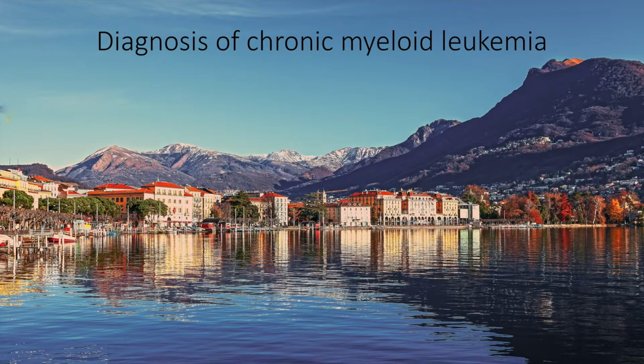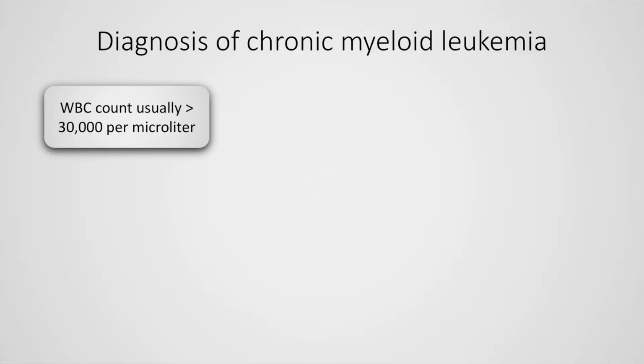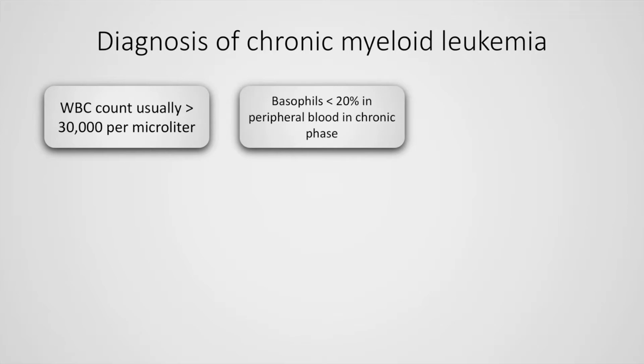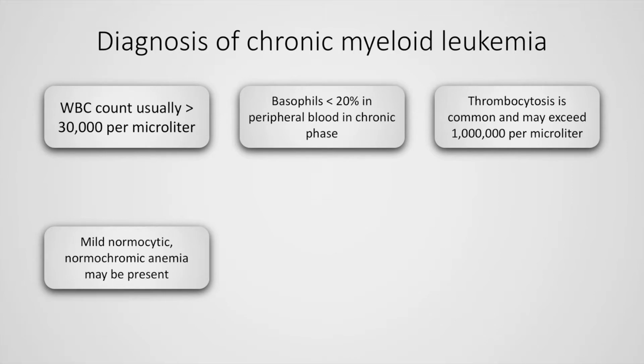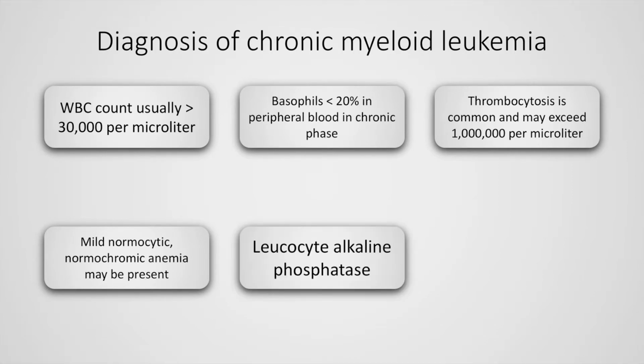The diagnosis of chronic myeloid leukemia consists of a WBC count more than 30,000 per microliter. It may be as high as 300,000 per microliter. Basophils are less than 20% in the peripheral blood in the chronic phase. Thrombocytosis is common and may exceed 1 million platelets per microliter. Mild normocytic or normochromic anemia may be present.